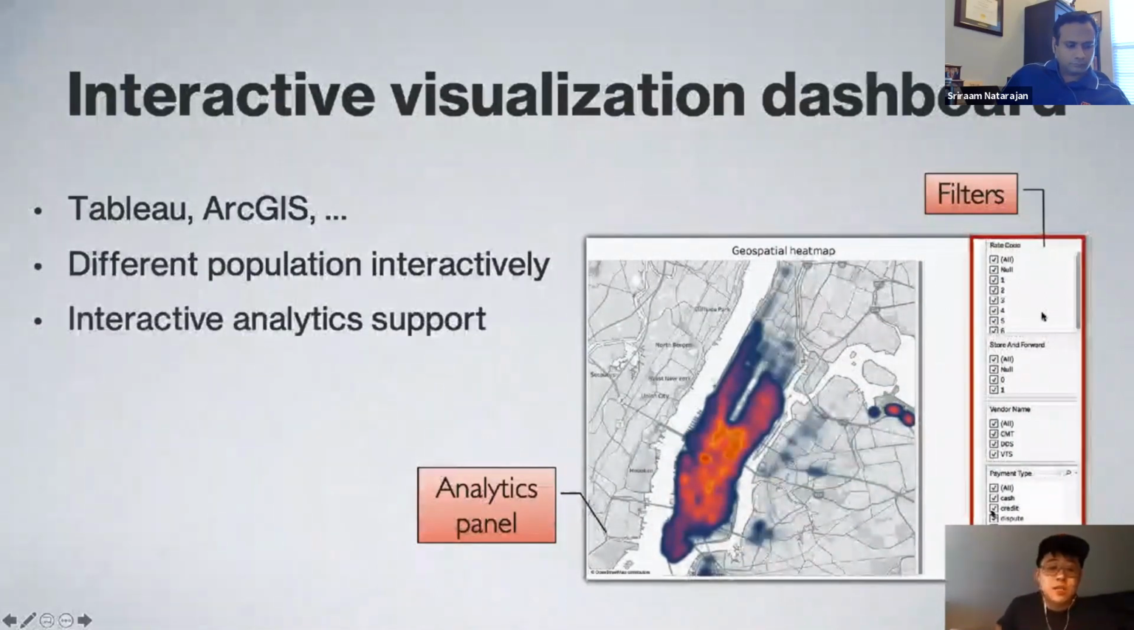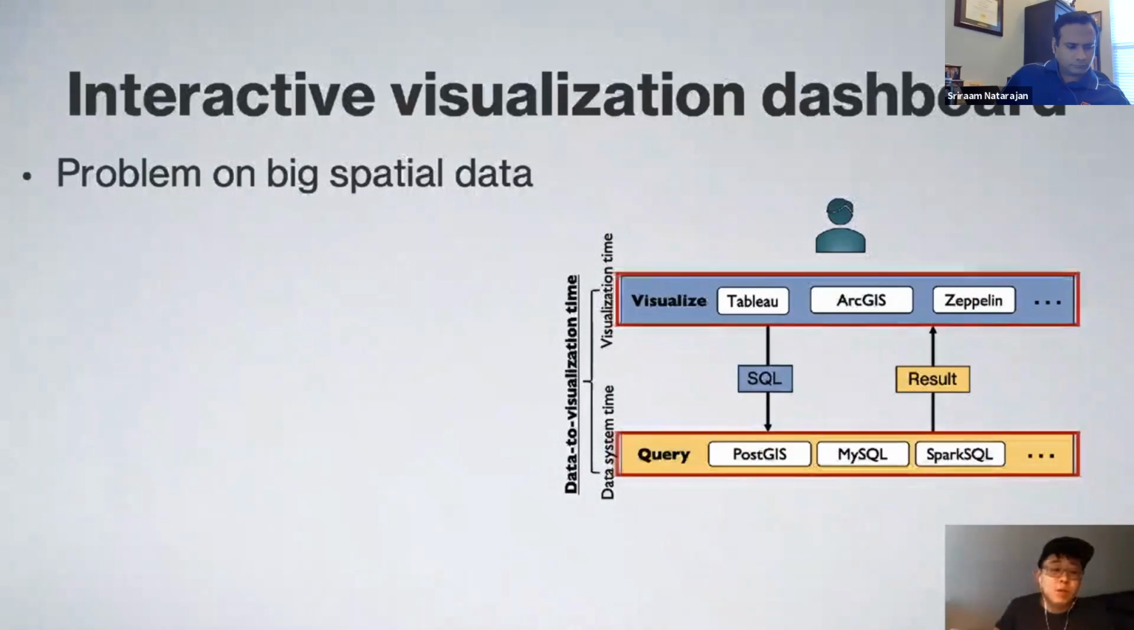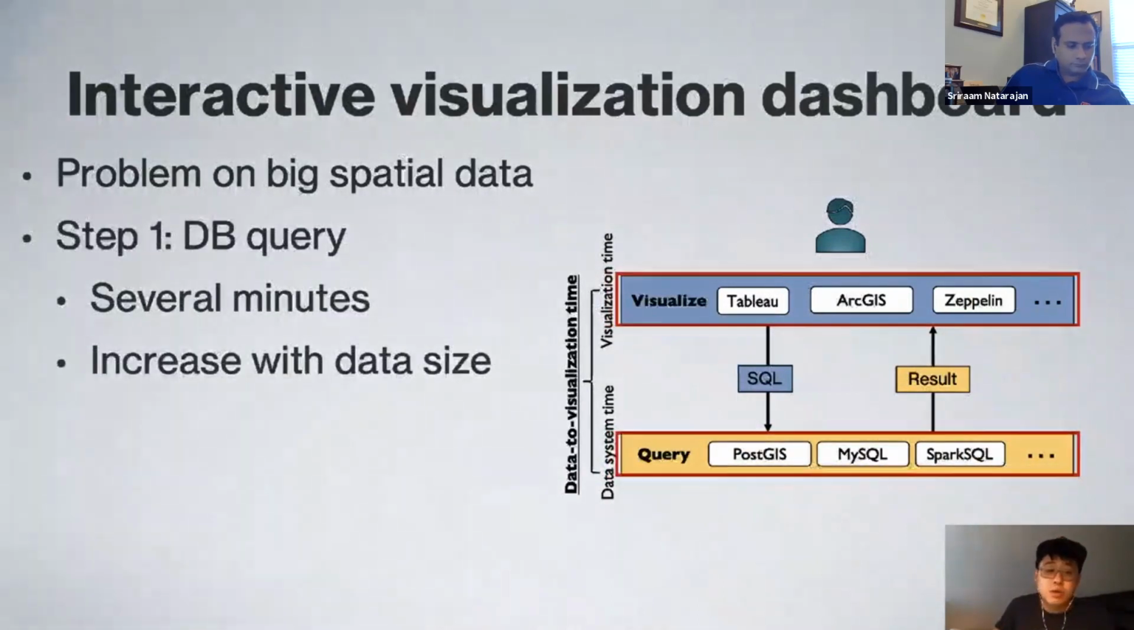So as you can see here, this kind of interactive visualization dashboard requires interactive analytics support from the underlying data systems. However, these visualization dashboards have some problems when they deal with big spatial data. This is because every interaction on the dashboard involves two steps. The first step is the database query step. After each interaction on the visualization dashboard, the dashboard will send a SQL query to the underlying database system. Running this query in the database system will take several minutes to finish, even with the help of Apache Spark or Hive, and this time may increase with the dataset size.